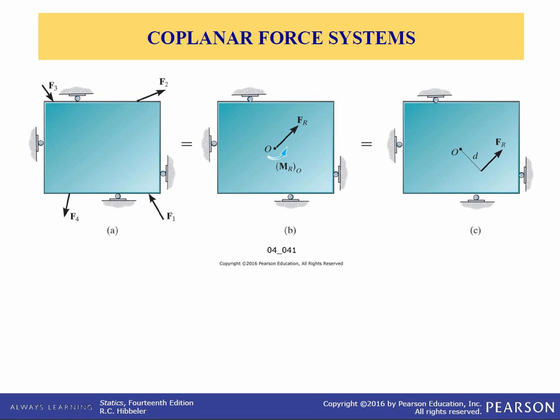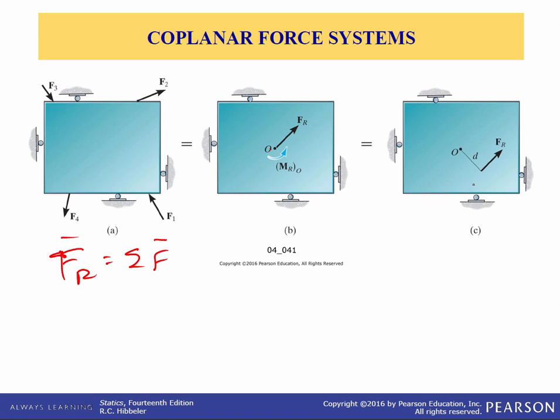Now in coplanar force systems, the lines of action of all the forces lie in the same plane, but they don't intersect at a point. So the resultant force, F sub r, is equal to the summation of all the forces of this system. Furthermore, the moment of each force about any point O is directed perpendicular to this plane, right? So this is a 2D problem. We know that the moment vector direction is coming out of the page.